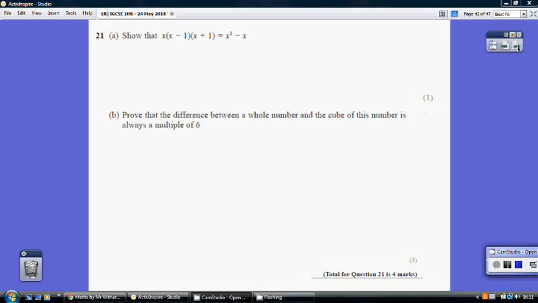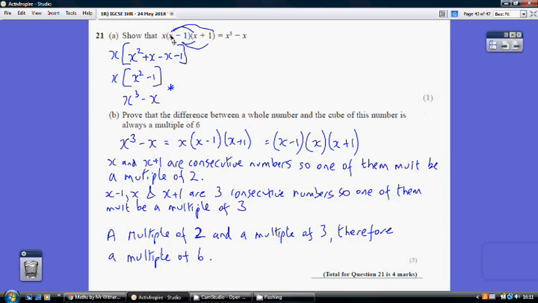Question 21. So to show that, we're just going to have to multiply out the left hand side. So I'm going to start off by multiplying these two brackets here. So x minus 1 multiplied by x plus 1, and that gives me x squared plus x minus x minus 1, and that simplifies because these two middle terms eliminate to just being x squared minus 1. So when I multiply out these two brackets here, I get x squared minus 1. So x squared minus 1 multiplied by x, so x times x squared is x cubed, and x times minus 1 is minus x as required.